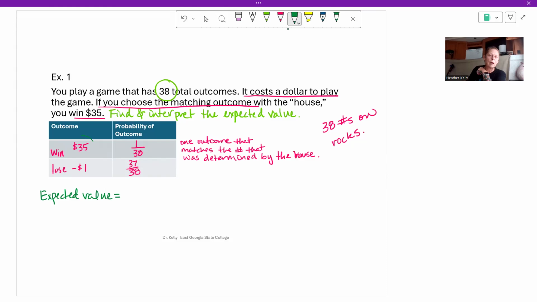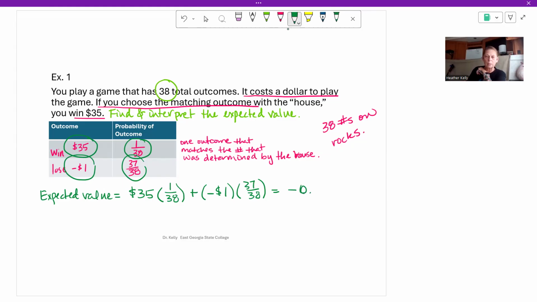Now, when we put it all together, the expected value is equal to the outcome $35 times the probability of getting $35, plus the outcome -$1 times the probability of getting that outcome, 37 over 38. When you put all this in your calculator and run it, you get -0.0503. That's the answer.